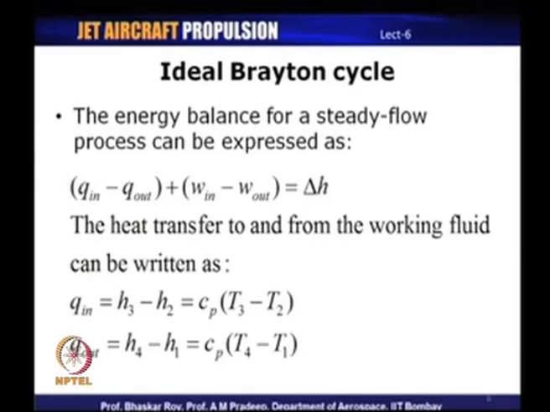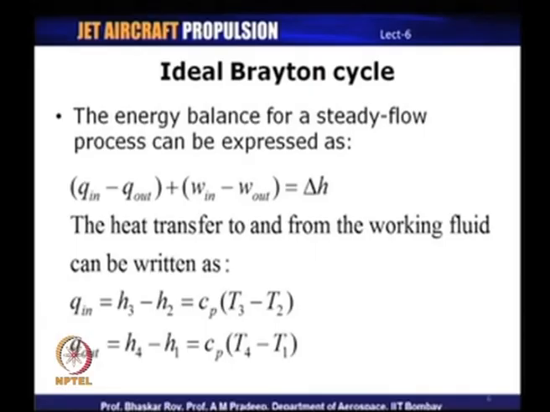So, the net heat transfer to the system is Q in minus Q out. And what is the net work output from the system? W in is the work input, which is basically the work required for the compression process. W out is the work output of the system, which is basically the work done by the turbine during the expansion process. So, the net heat added is given by the first term, that is Q in minus Q out, net work output given by the second term, which is W in minus W out, and the sum of these two therefore should be equal to delta H, which is the net change in enthalpy of the system.